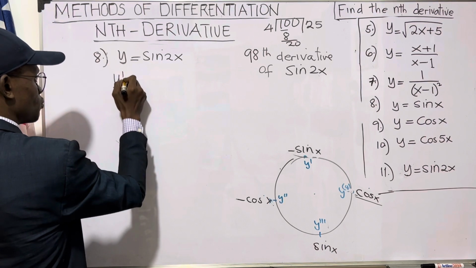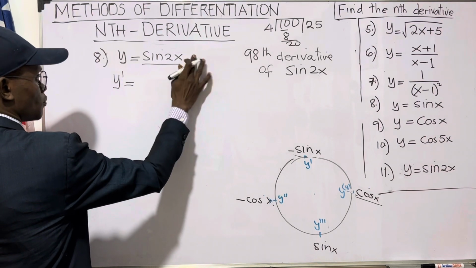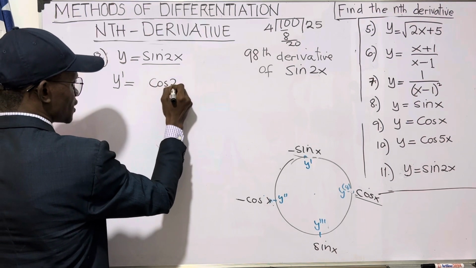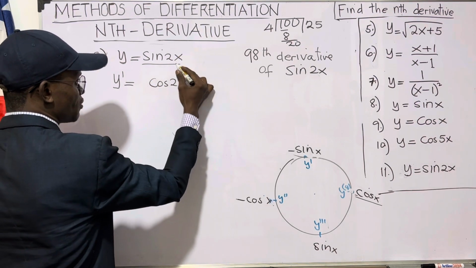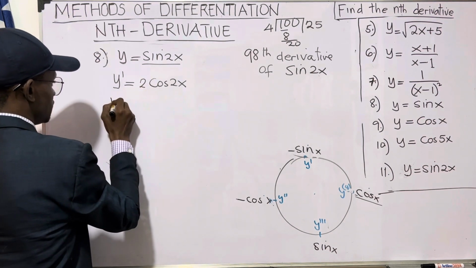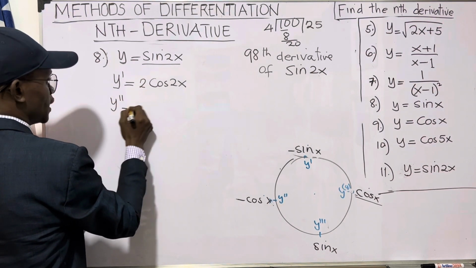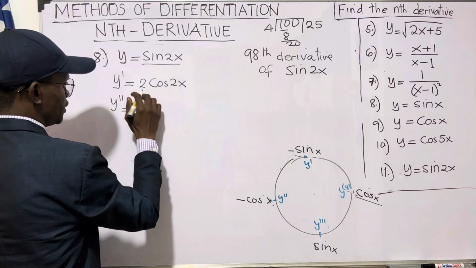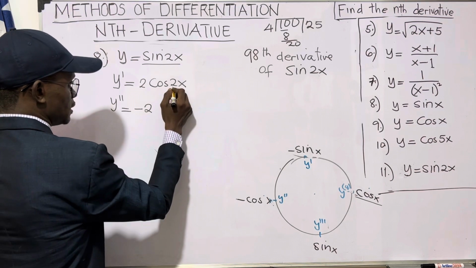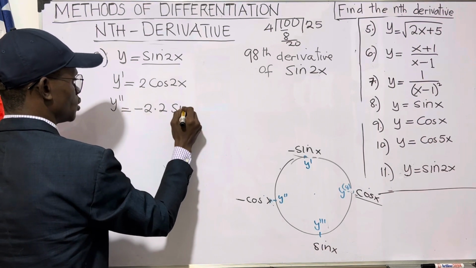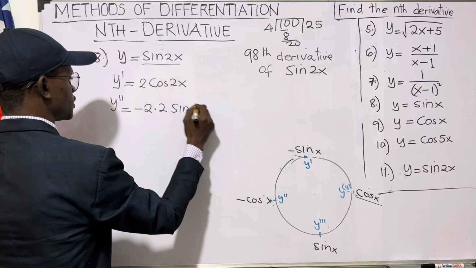The first derivative is cos of 2x times the derivative of this angle. The derivative of 2x is just 2, so we just bring this 2 right here. The second derivative, the derivative of cos, gives us negative. So it will be negative 2 times the derivative of this angle, which will also be 2. So we'll bring this 2. So it's sine of 2x.